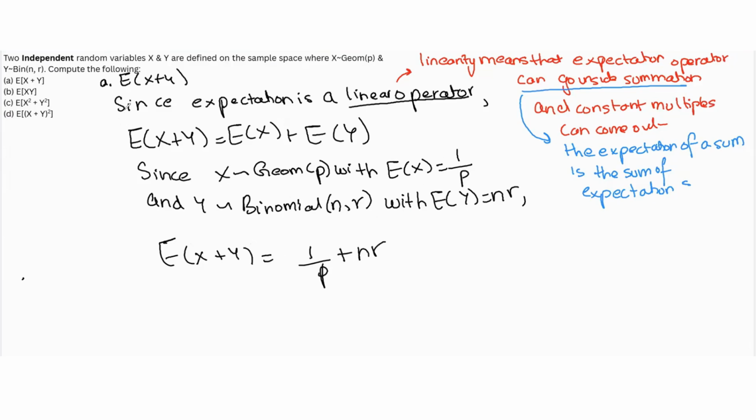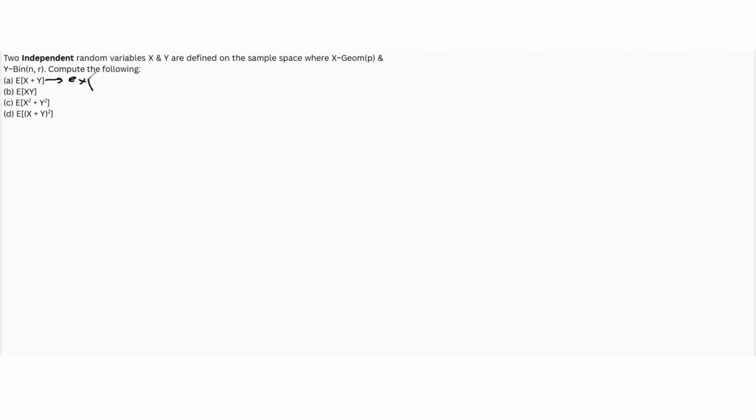So in this first part, the only property that we used was that expectation is a linear operator. Because of that, expectation of a sum is the sum of expectations regardless of whether X and Y are independent or not. Here we do not have to use independence, right? This is the only thing we use, because of which we can always write the expected value of a sum as the sum of expectations. Now I want to do part B.